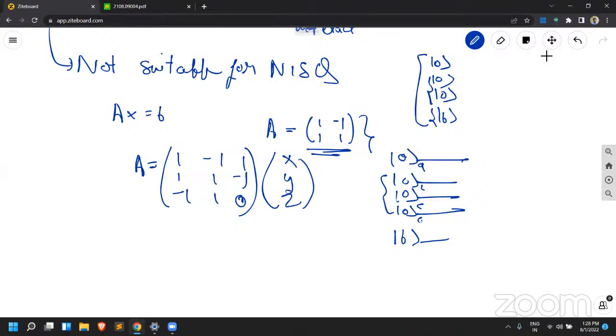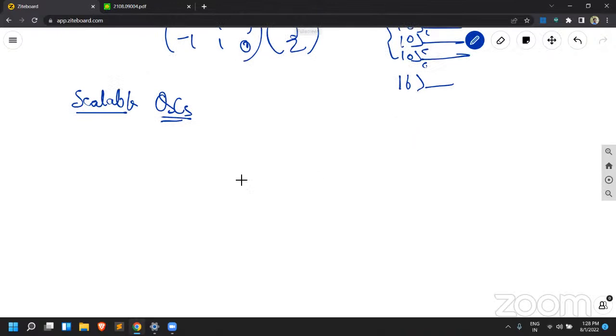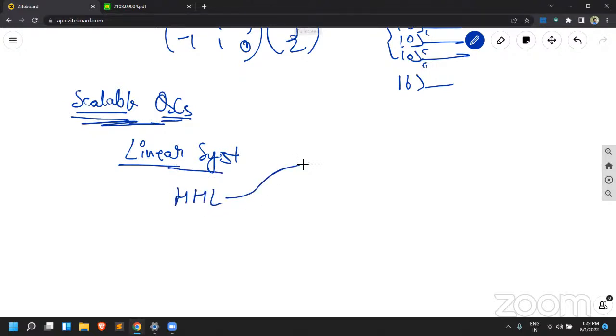But if we have scalable quantum computers, you know that linear algebra, or solving sets of linear equations, has applications everywhere. So once we have these scalable quantum computers, this HHL algorithm will actually be fruitful to various fields.